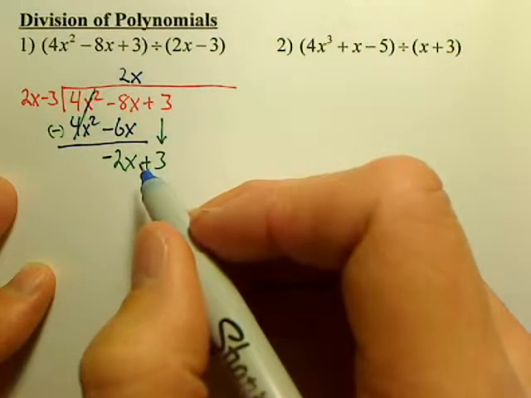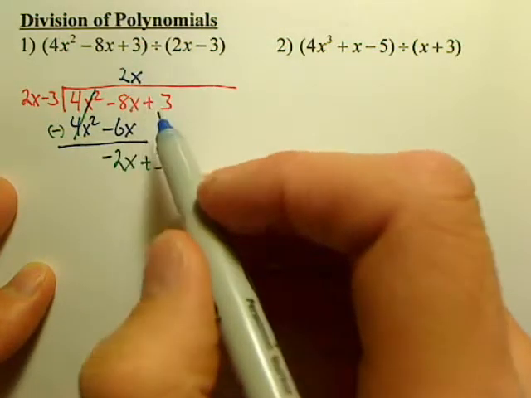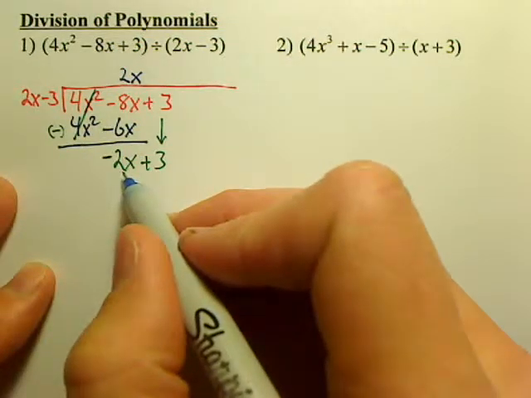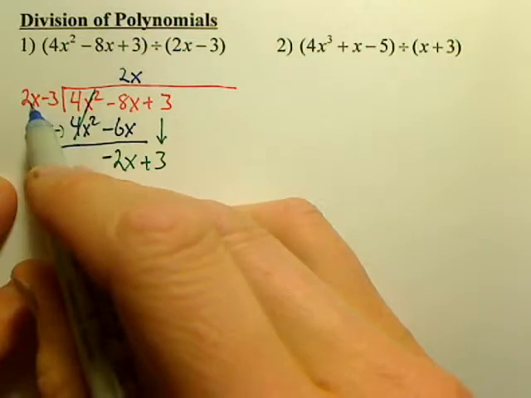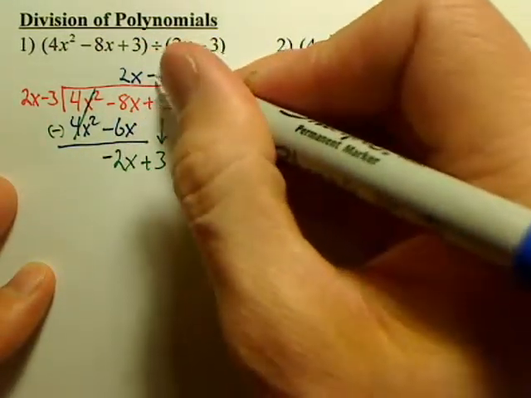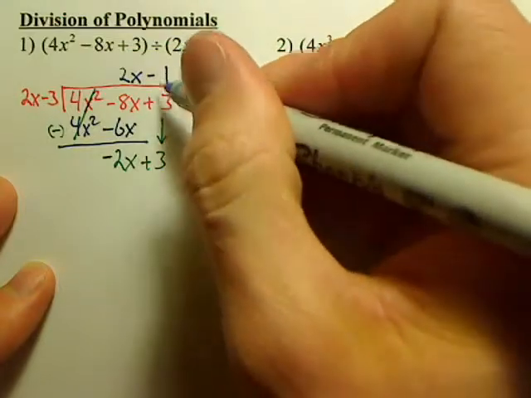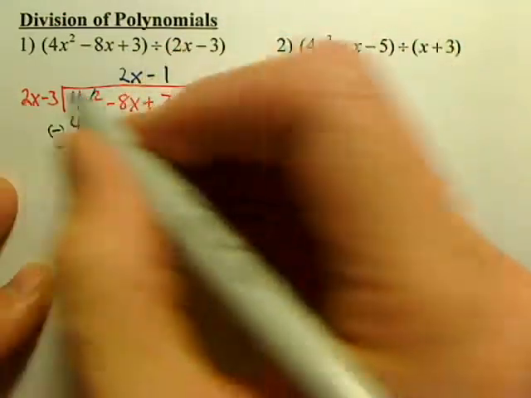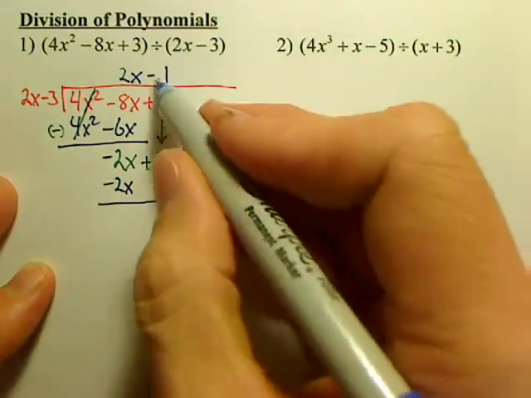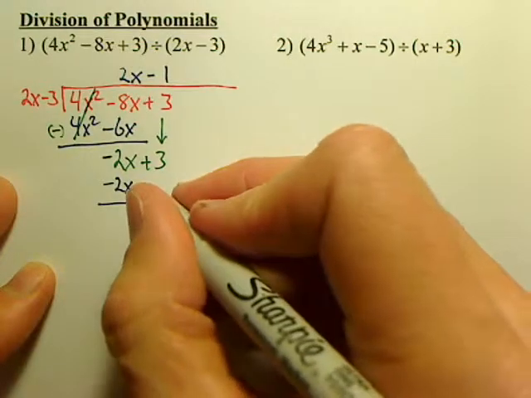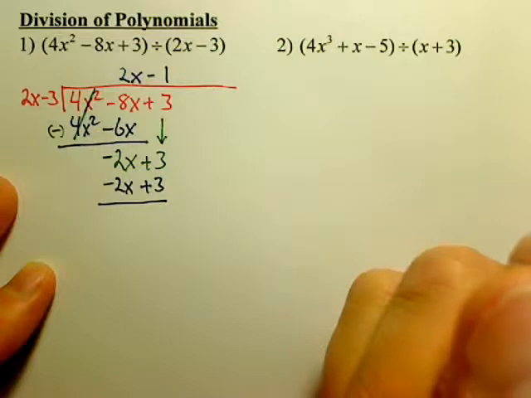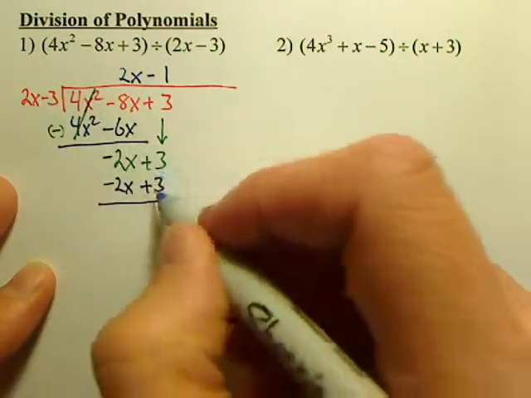So now what we do is we go, okay, what does 2x have to multiply by to get a negative 2x? Well, don't I multiply it by negative 1? See how negative 1 is in the ones or the units column. So negative 1 times 2x will give me negative 2x. Negative 1 times negative 3 is positive 3.